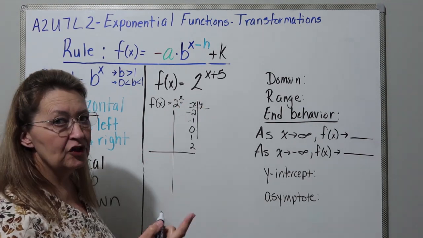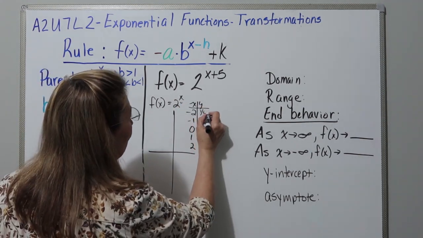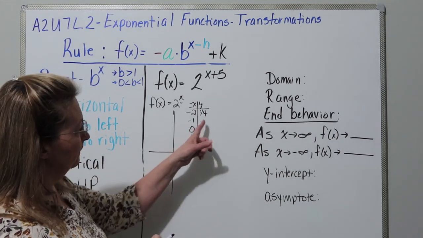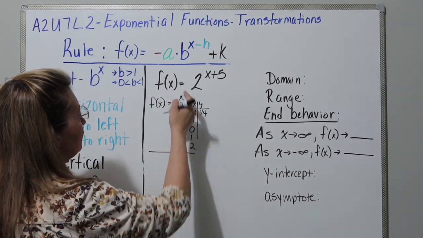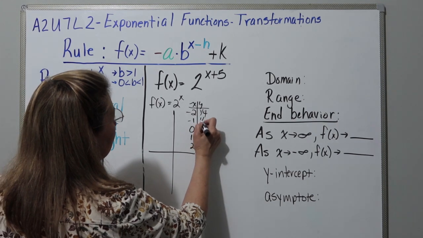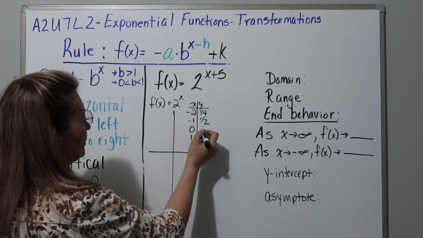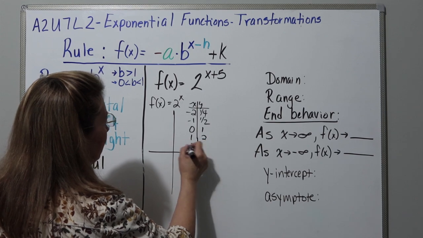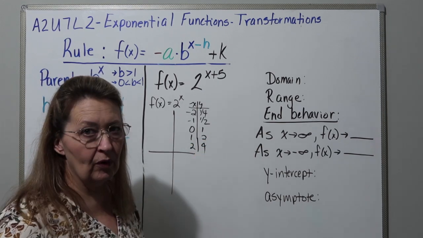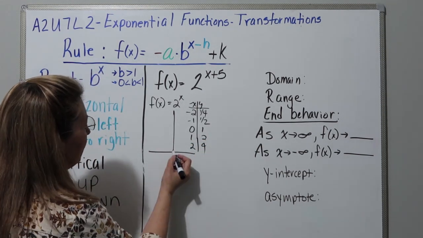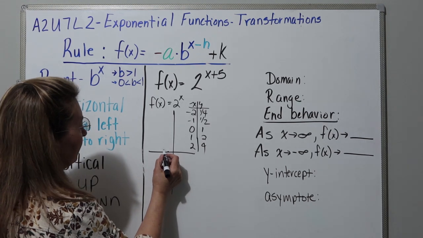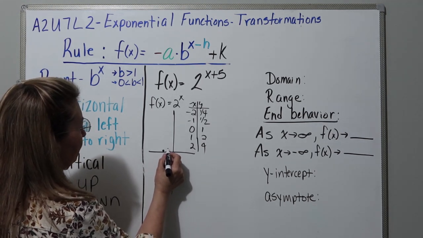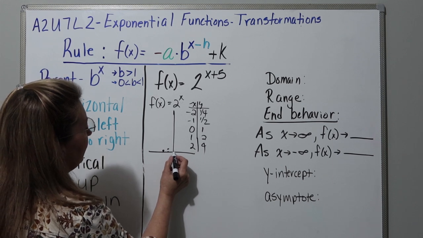2 to the negative 2 power is 1/4. Remember, negative exponent, flip it, and then calculate. All right, 2 to the negative 1 power is 1/2. 2 to the 0 power is 1. 2 to the first power is 2, and 2 to the second power is 4. Now let's graph this real quick. Negative 2 and up 1/4 is just a little bit up. Negative 1 and up 1/2 is a little more.